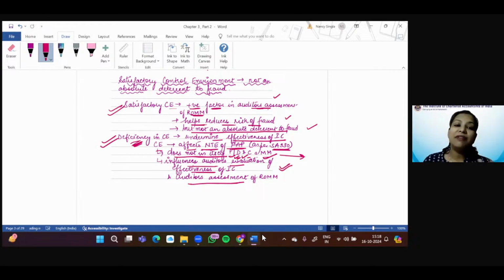Why is the auditor evaluating the internal control? Because he wants to assess what? Risk of material misstatement, which in turn is going to affect the auditor's evaluation of risk of material misstatement. So yes, in risk of material misstatement, we have done control risk. There we have done this. So I hope this topic, control environment, is clear to all of you.